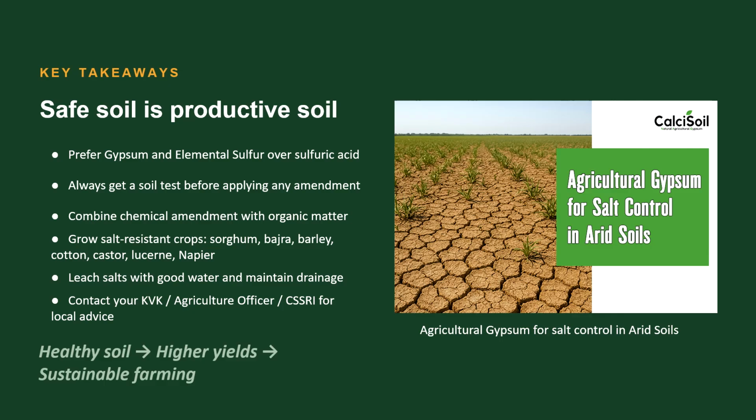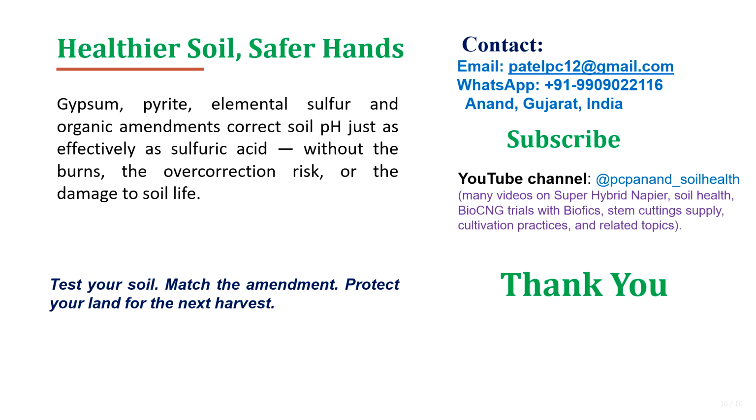Healthy soil, higher yield, and sustainable farming. Here you can see agriculture gypsum for salt control in arid soil. Healthier soil, safer hands: gypsum, pyrites, elemental sulfur, and organic amendment correct soil pH just as effectively as sulfuric acid, without the burns, the overcorrection risk, or the damage to soil life. Test your soil, make the amendment, protect your land for the next harvest.